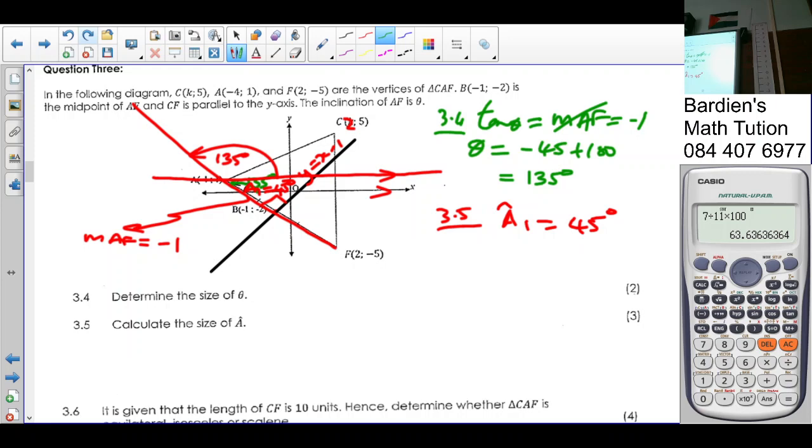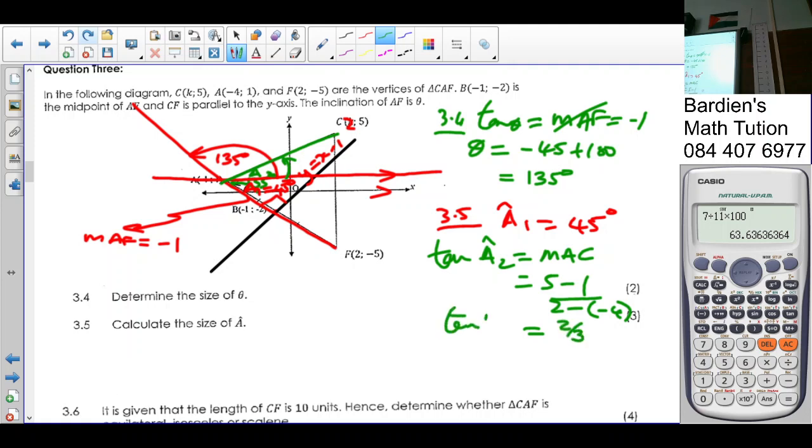Then, to calculate this angle here, the second part of angle A, let's call that A2 for now. What do I need? I need the gradient of AC. So now we say tan A2 is equal to the gradient of AC. Did I calculate the gradient of AC already? No. So the gradient of AC is change in y over change in x. So it's 5 minus 1 over 2 minus the x coordinate of A, which is negative 4. So that gives us 4 over 6, which is 2/3. Not so? So arctan of that is 33,7 degrees.